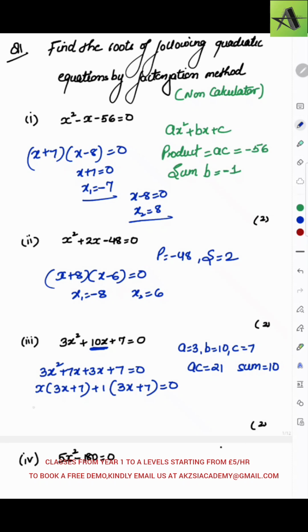Now again we have two terms. In these two terms, 3x plus 7 is the common one. So I can write 3x plus 7, and the remaining would be x plus 1 equals 0.